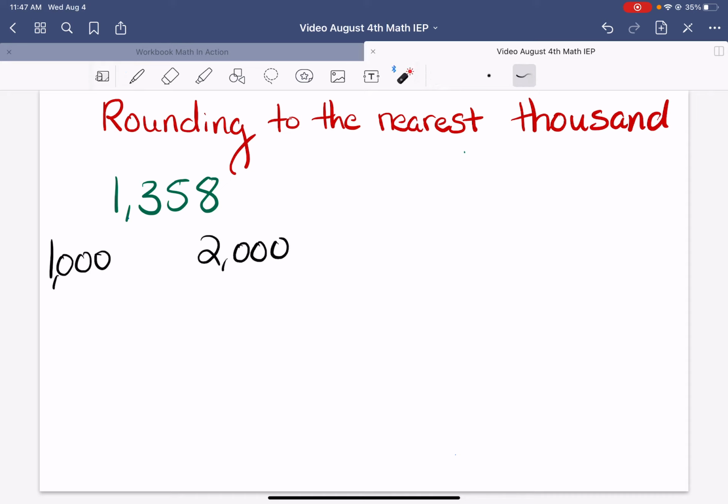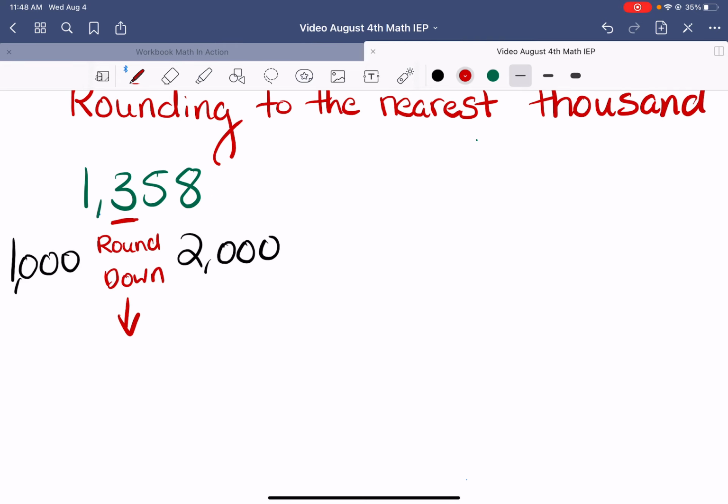We're going to take a look at this 3. We're going to look at the hundreds now. We're going to look at this 3 right here. Right? 1, 2, 3, and 4 go down. So this is going down. We're going to round down. So 1,358 is approximately 1,000 when we round down.